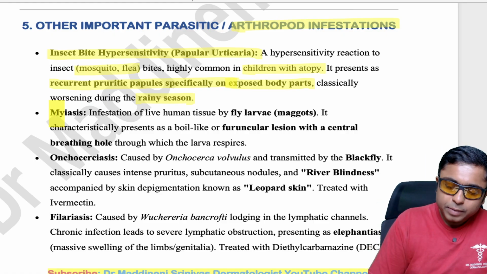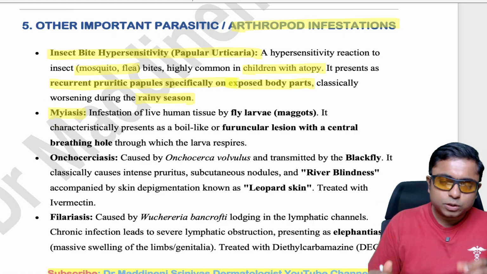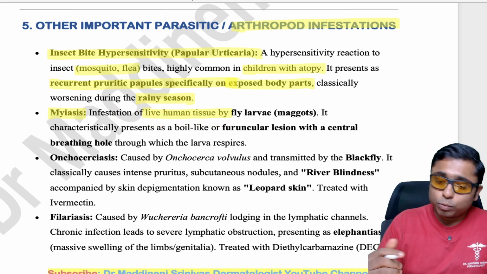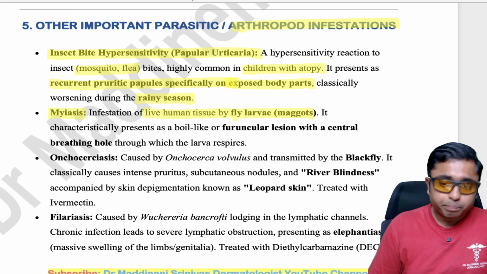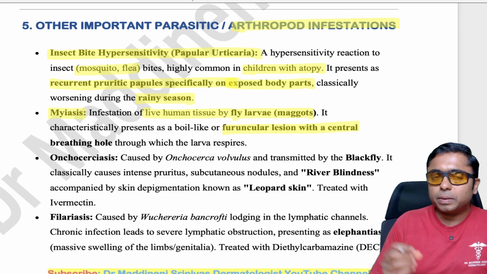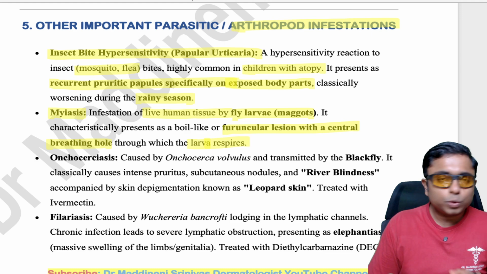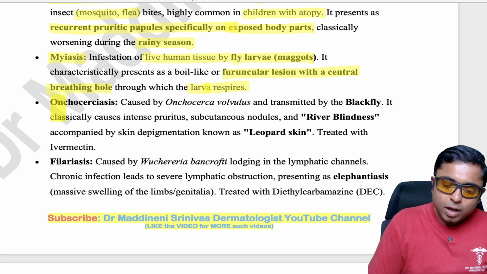One liner question. Myiasis, I hope all of you know, this is myiasis, which is infestation of live human tissue by maggots. Here you can see furuncular lesions present over the body with a central breathing hole through which the larva is going to take respiration.